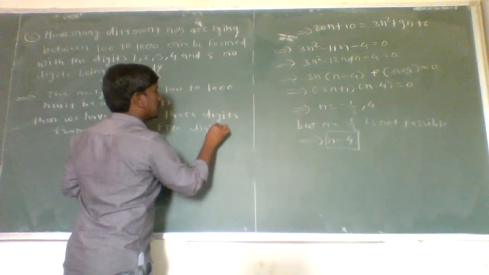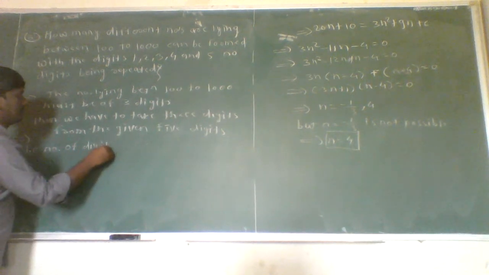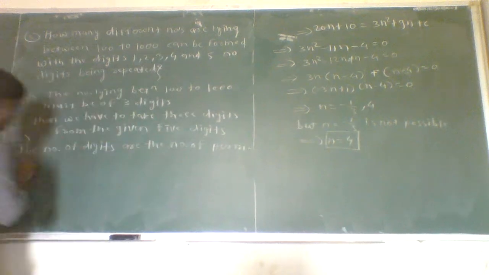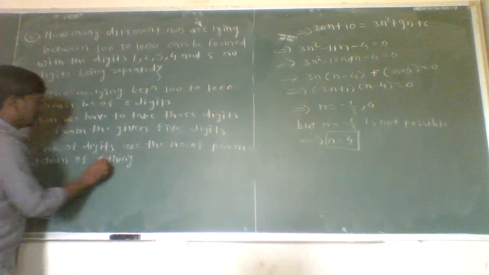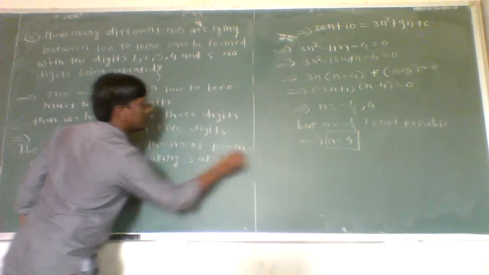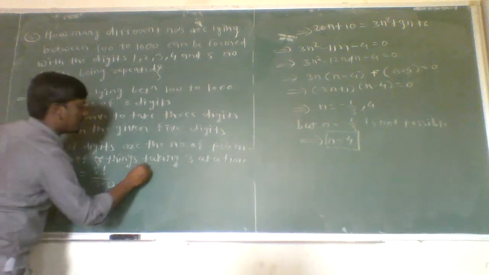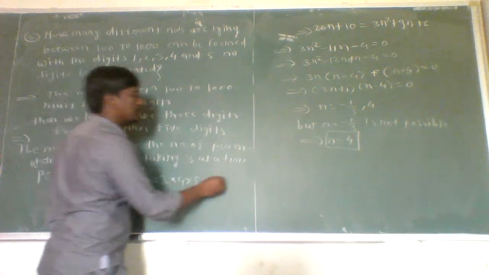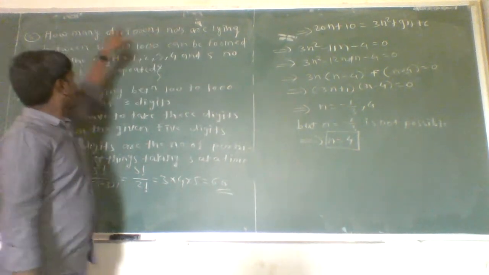So the number of digits are the number of permutations of 5 things, given 5 things, taking 3 at a time, which is nothing but 5P3, and 5P3 is nothing but 5 factorial divided by (5 minus 3) factorial, which is 5 factorial divided by 2 factorial, and 2 factorial cancels, which is nothing but 3 into 4 into 5, which is 5 into 4 is 20 and 20 into 3 is 60. So there are a total of 60 such different numbers lying between 100 to 1000, and they can be formed with these 5 digits.